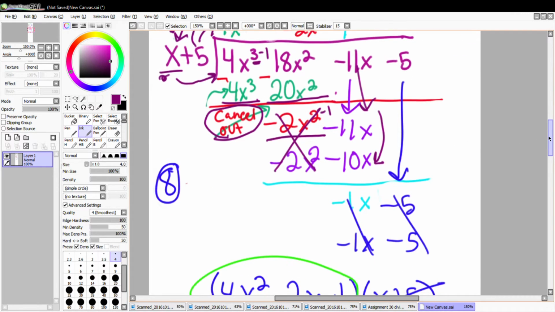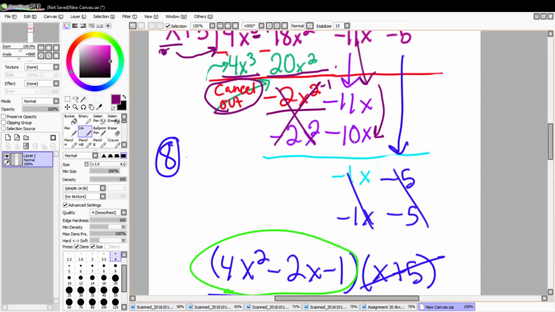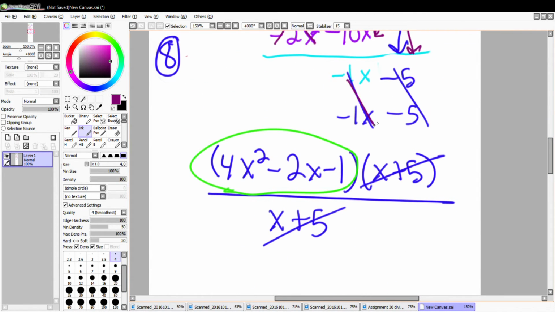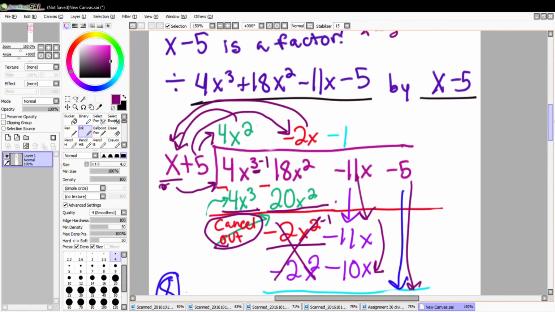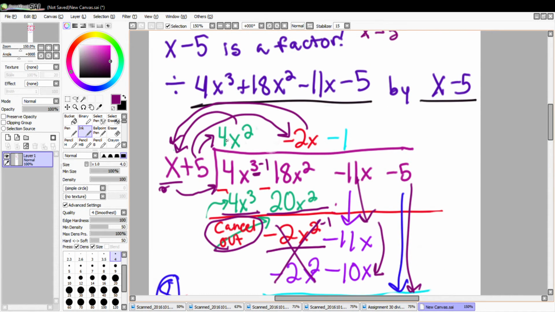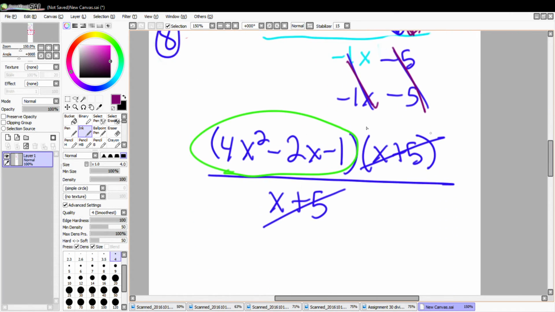So -11x and -10x, you're going to get -1x or x. Drop down your 5 twice. These cancel out, and then you're left with this on top here, which is 4x to the power of 2 minus 2x minus 1. You times that by our x plus 5 over the original x plus 5 we were dividing by. These two cancel out. This right here is going to be your answer.